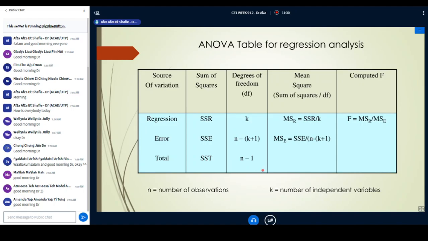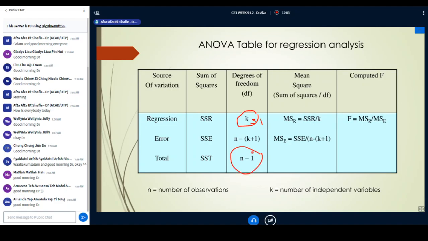Now, how do you determine? Perhaps the only thing that might differ is this one. So how do we determine all these values? The degree of freedom for the SSR is always based on the number of independent variables. So if you have only X, your K here will be equal to 1. If you have 2 X's, X1, X2, then your K will be equal to 2, and so on and so forth. The total here is always N minus 1.